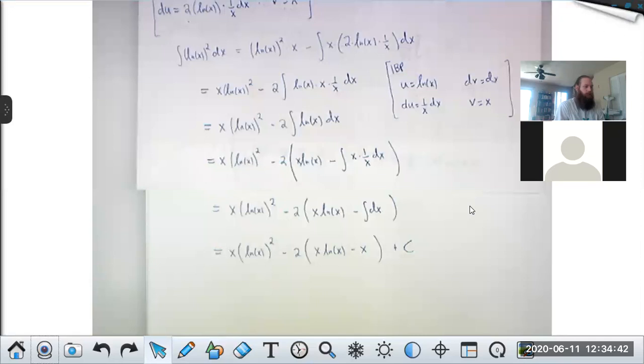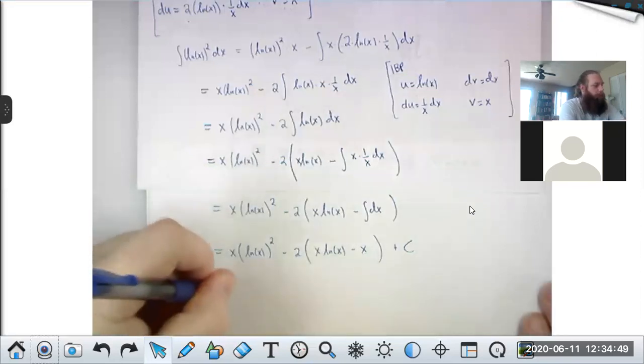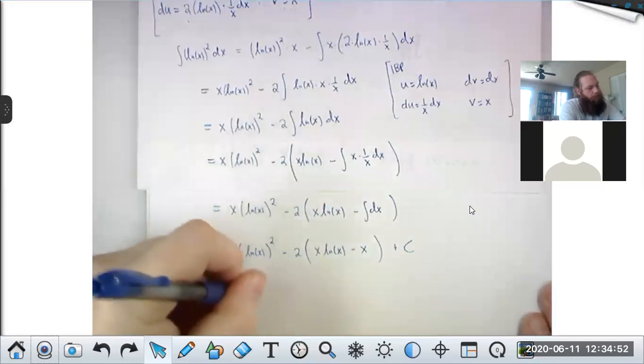Let's see. And then is that pretty much where this one stops? I would distribute the two, but then yeah. Okay. So that one works.